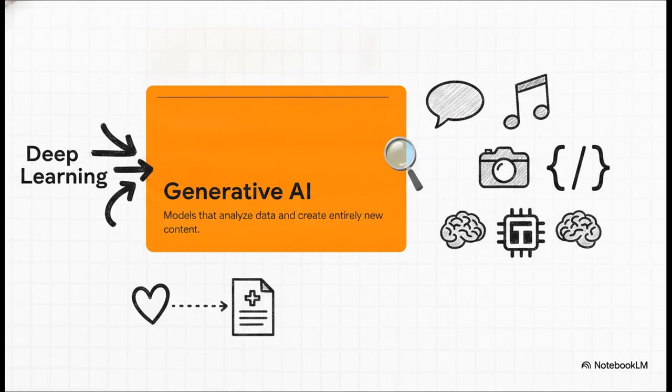And finally, we have generative AI. Gen AI is a specialization within deep learning utilizing foundational models like transformers. Its unique defining characteristic is right in the name. It doesn't just analyze data or predict numbers. It generates entirely new content. Think text, audio, images, or even code.